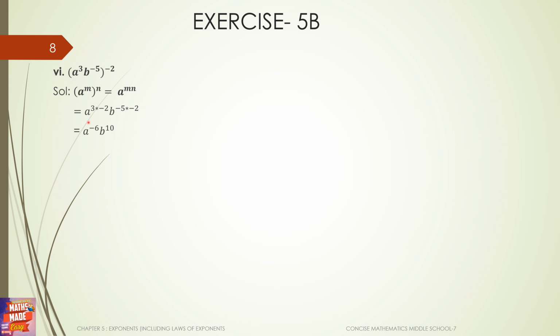If you look over here, this is having a negative exponent, right? Power is having minus sign. So you can once again apply the formula a to the power of minus m is equal to 1 by a to the power of m. When you apply it, what you get is b to the power of 10 by a to the power of 6. I hope you have understood it.